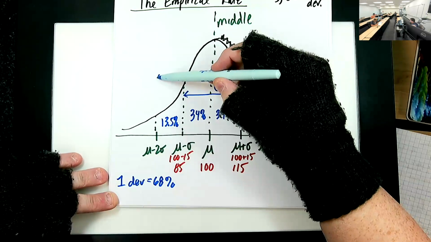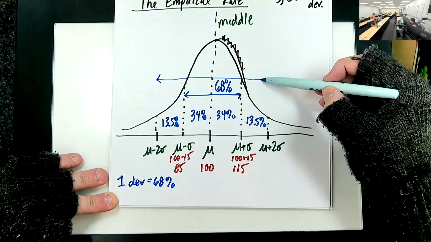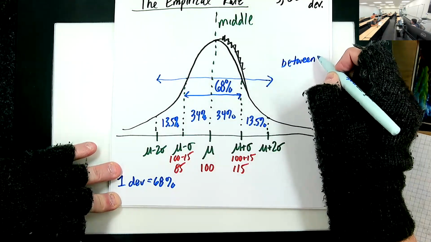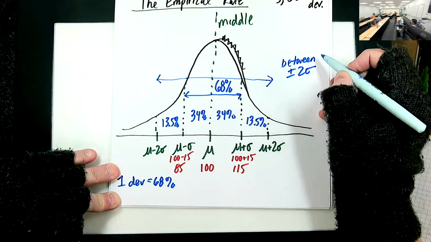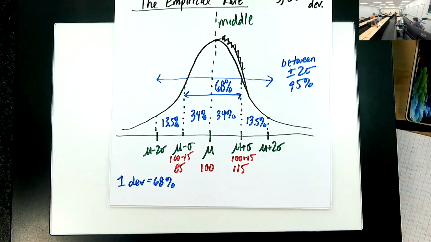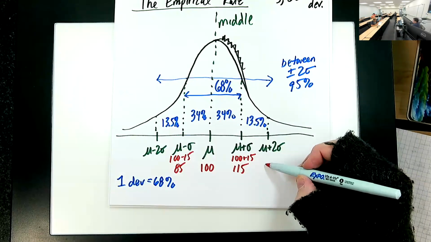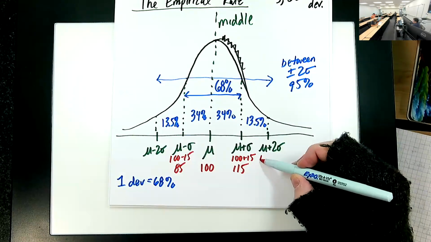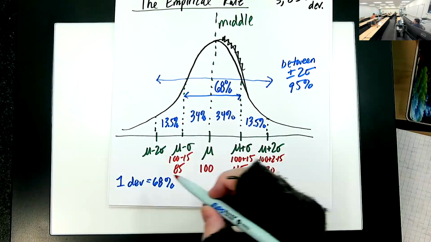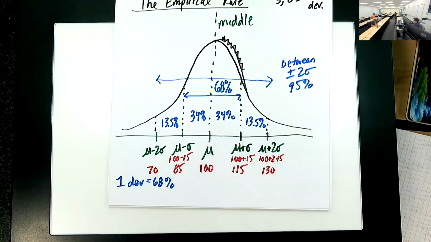Which means if I do this range right here, between plus or minus 2 deviations, if you add that up, it's 95% of the data is there. 95% of all responses will be in that range. Here, I'm basically adding another 15, or 100 plus 2 times 15 is 130, and this one's 70. I'm subtracting another 15.